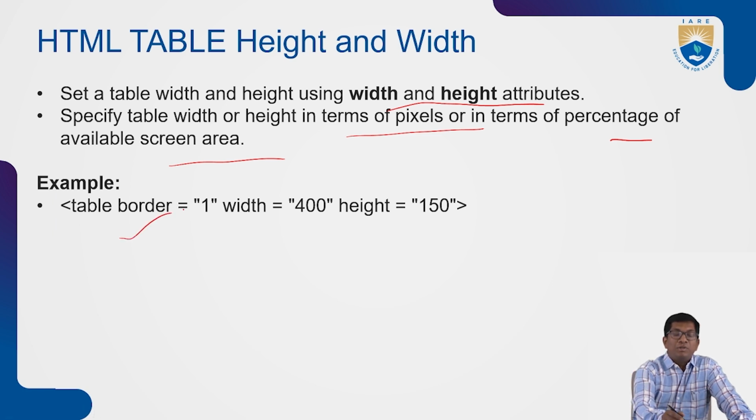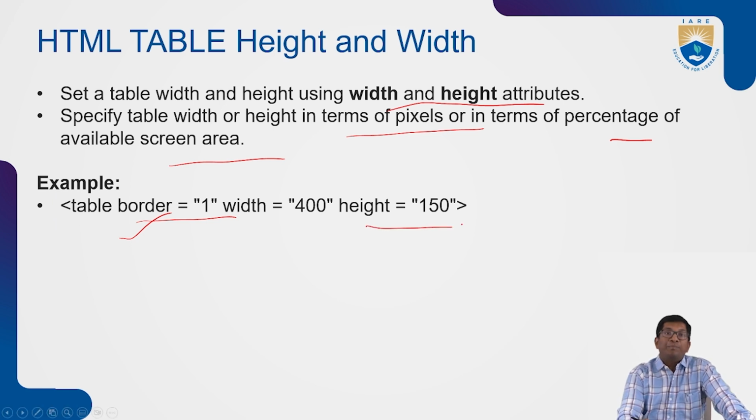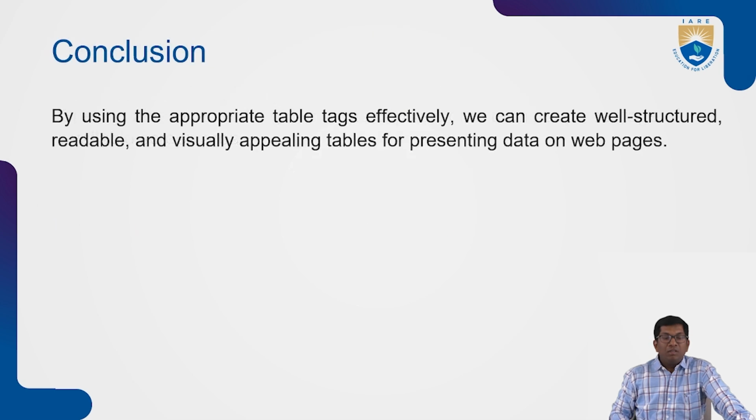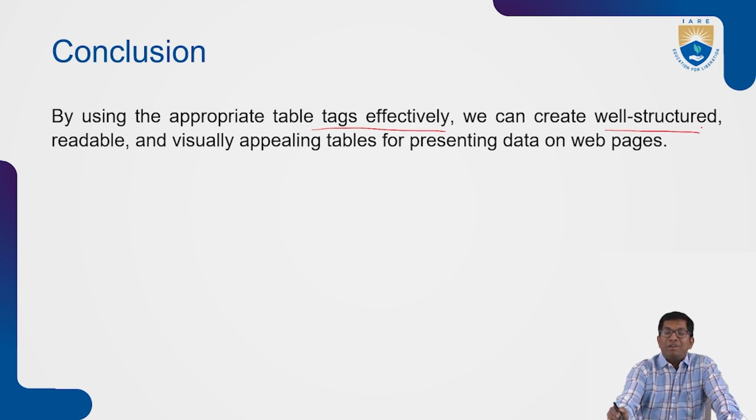So simply you can use in the root table element, border is equal to 1, width is equal to 400 and height is 150 pixels. So that's about the HTML elements supported in HTML as well as HTML5, and I also discussed different attributes. By using all of them, we can design tables in your web page. By using the appropriate table tags effectively, we can create well-structured, reusable, and visually appealing tables for presenting data on web pages.